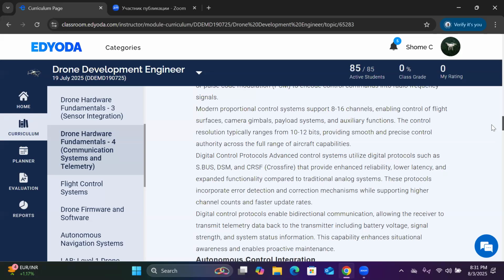This capability enhances situational awareness and enables proactive maintenance. This is very, very important. I told you that whenever a drone is flying in the air, it is continuously transmitting the telemetry data and surveillance. Say suppose we are using a camera, so the video data is streaming, the real-time data is being sent to the ground control station or the communication box.